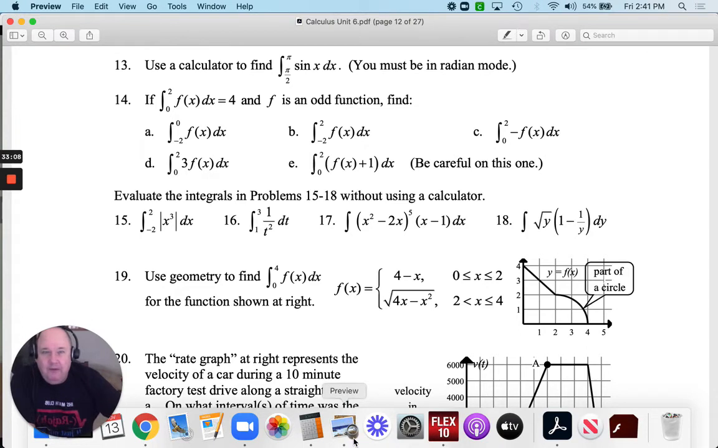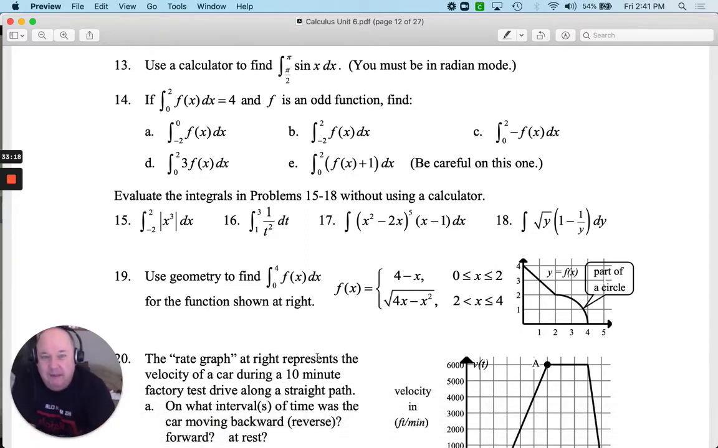In number 19, it says use geometry to integrate the function shown at the right, and it's a piecewise, so you have a line, and then you have a part of a circle there. So it's like a quarter of a circle right there. And it says, can you integrate it using geometry from 0 to 4?